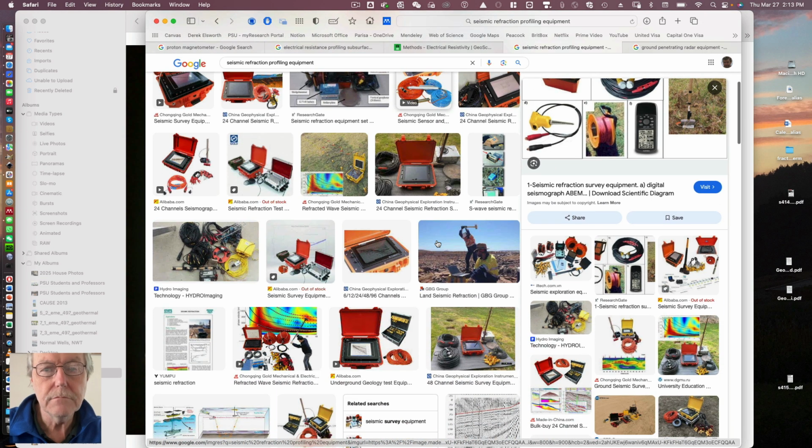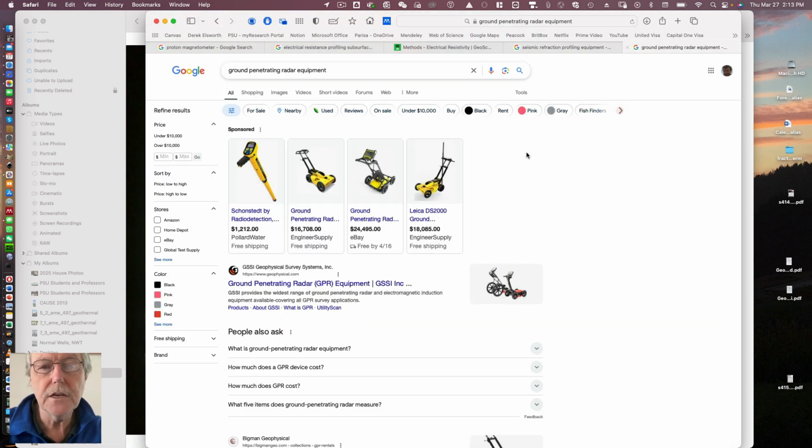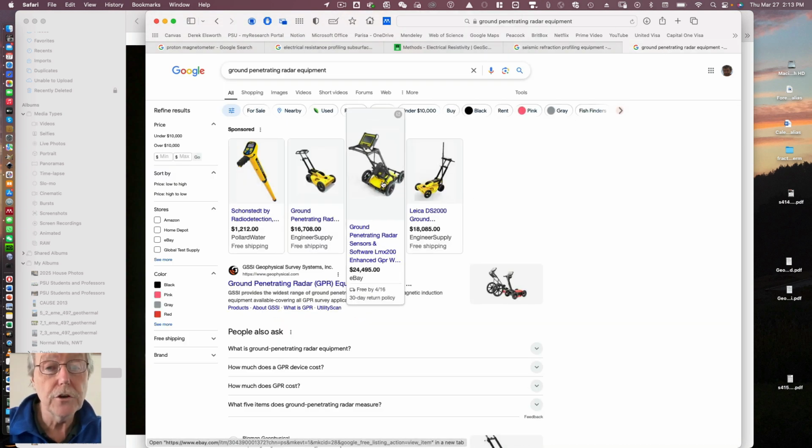Where did I see it? This looks like seismic. Oh, I thought seismic came first. This is what they look like.